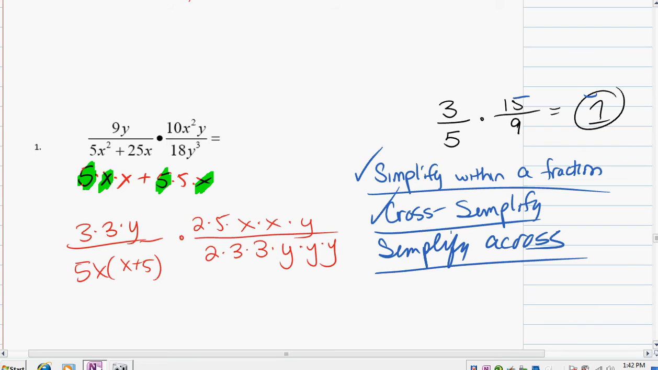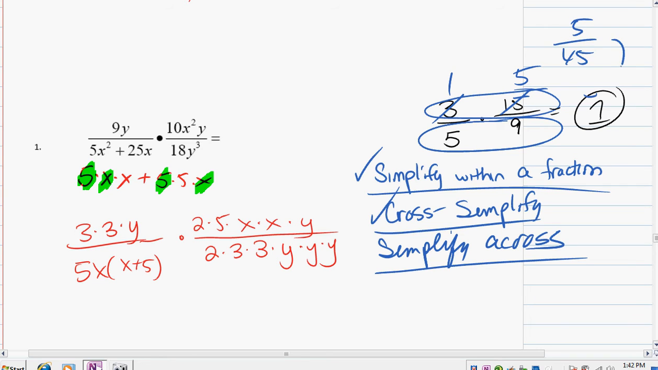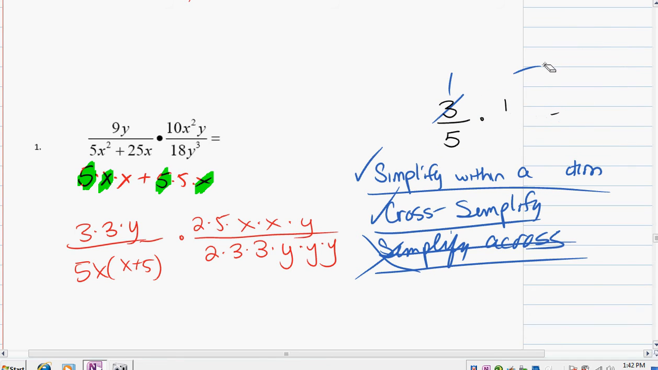Which is like this. So 5 and 9, nothing common, but 3 and 15. Well, that's 1 and 5. So then I get 5 over 45. Is that the same as 1? Definitely not. So simplify across is no good. Okay, so often you can just use numbers to your advantage, to help you decide what rules make sense and which don't make sense.